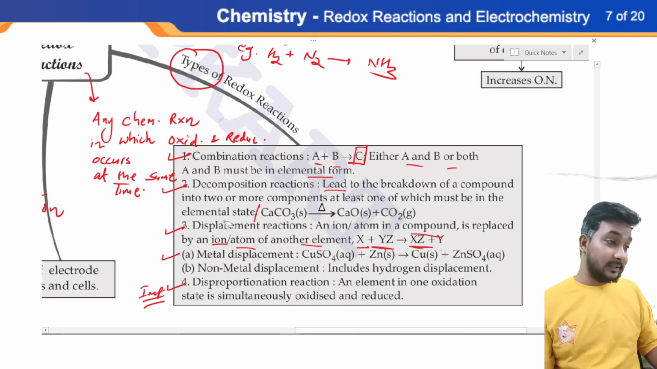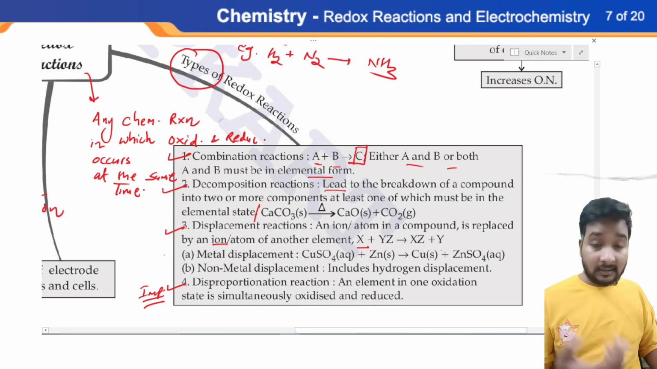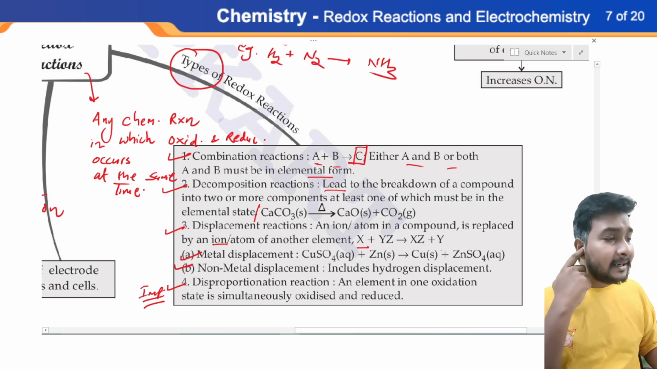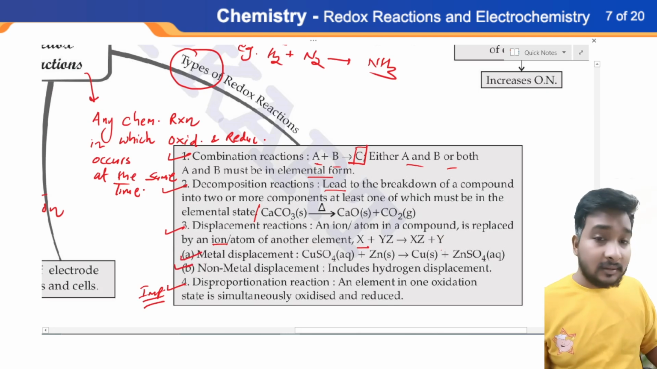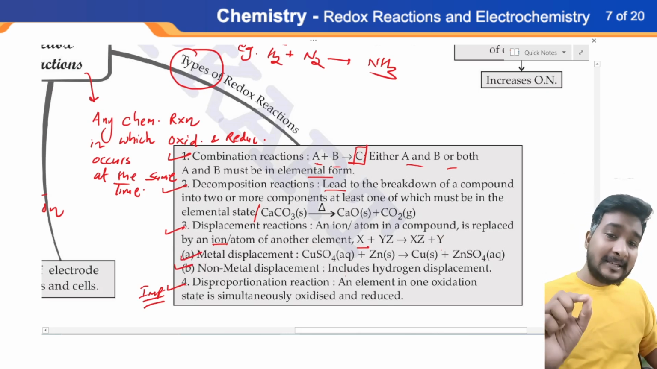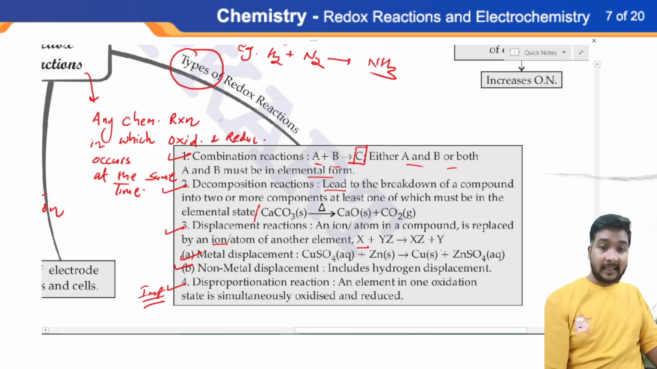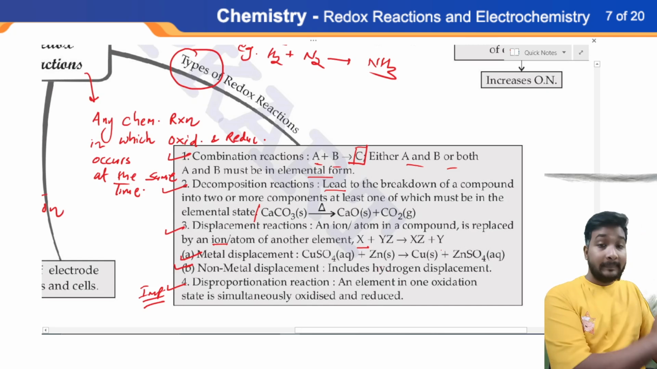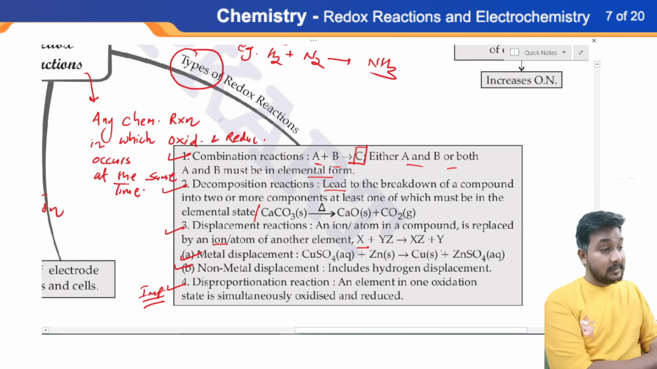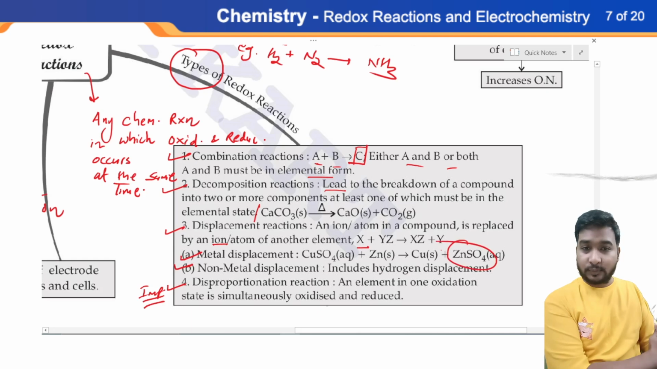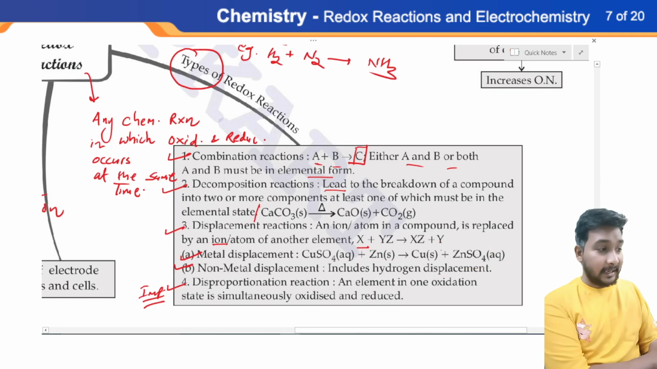Now, displacement can be classified into two parts: metal displacement and non-metal displacement. In metal displacement, one metal is replaced by another metal. When we react copper sulfate with zinc, zinc replaces copper and forms zinc sulfate. And non-metal displacement includes hydrogen displacement.